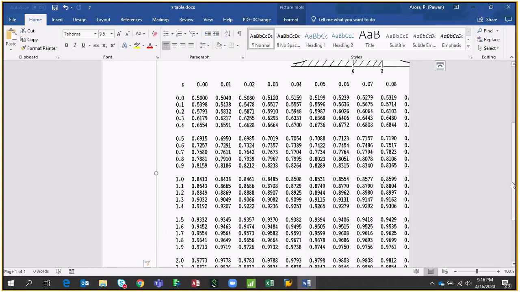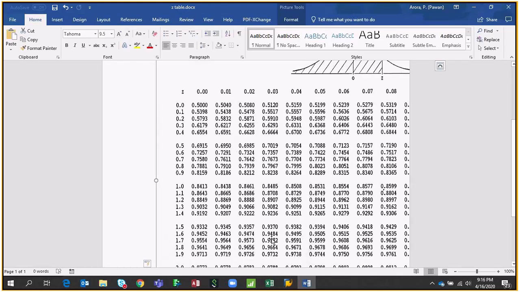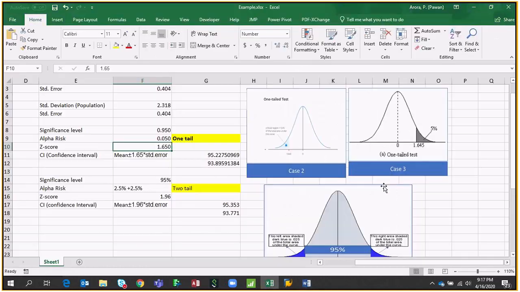On the top you can see this diagram. This is the area which we are calculating, which is called the area under the normal distribution. This is the area under the normal distribution with 5% alpha risk and 95% significance level. So the value is 1.645. Here I'm considering 1.65, but if you want, you can write it correctly as 1.645.